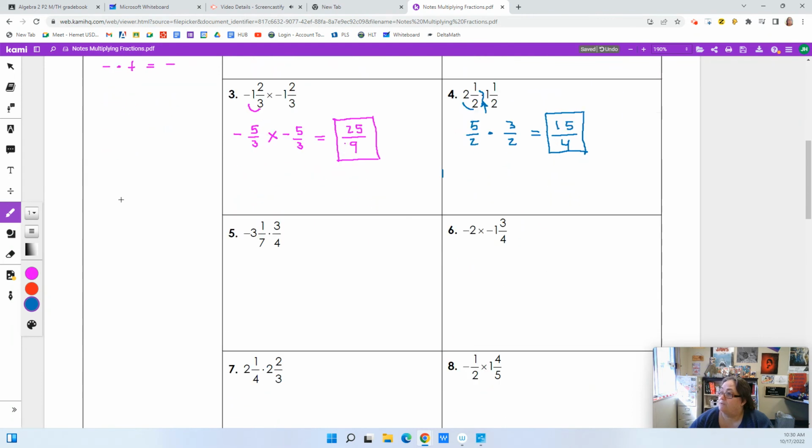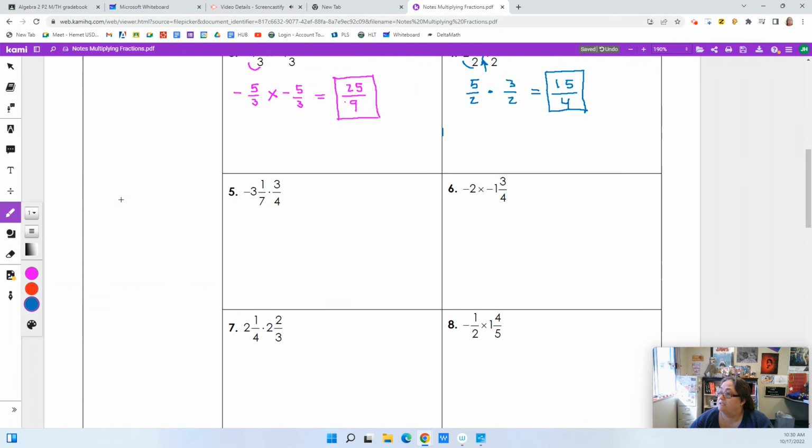So I'm not going to go up too high so that you can still see the ones we just did. But we'll move on to the next one. So number 5, is it going to be positive or negative?